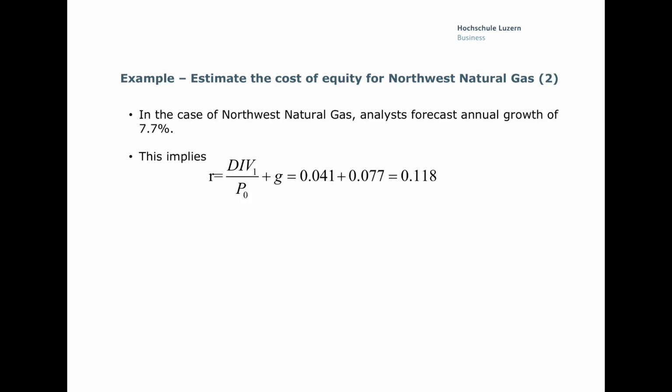In the case of Northwest, analysts forecast a growth rate of 7.7% in annual dividend growth. Based on this forecast, we can come up with an estimate of the cost of equity. The dividend yield of 4.1% plus a growth rate of 7.7% implies the cost of equity is estimated to be 11.8%.